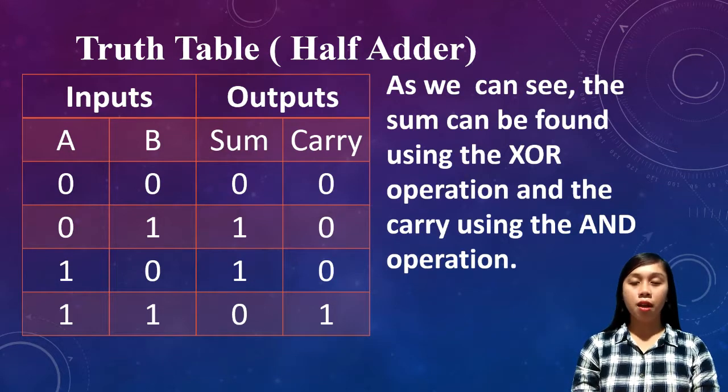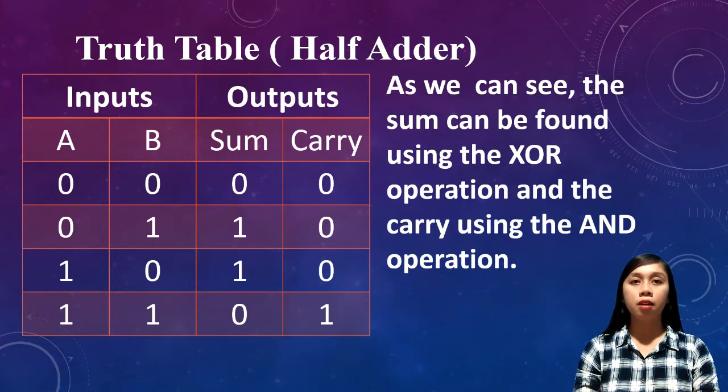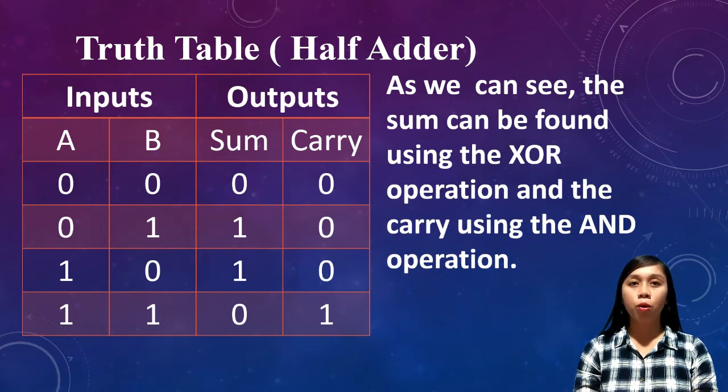Let's now have the truth table of a half adder circuit. As you can see, the sum can be found using the XOR operation and the carry using the AND operation. Given the inputs A and B, we can now get the sum and carry. How? You are just going to add inputs A and B. As I've told you earlier, the primary output, which is the sum, is only 1 if only one of the inputs is 1. But if both are zeros or both are ones, the sum is equal to 0.